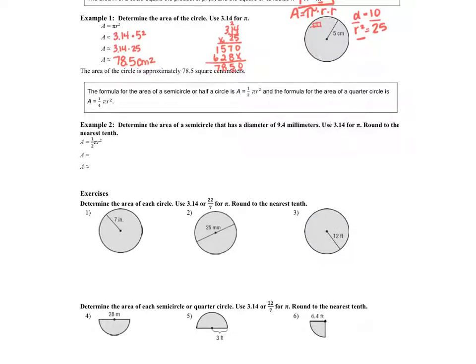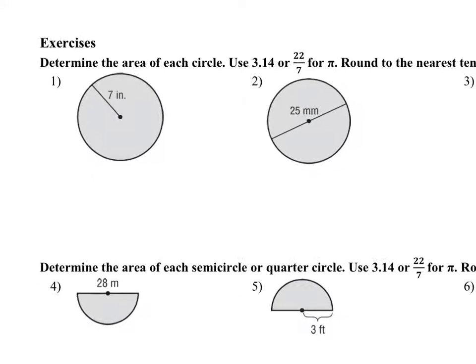So what is what? We're going to talk about that in a minute. So let's do this one right here. So let's look at exercise 1. Okay, so my formula, I'm going to write it next to everything. Okay, so what is pi? It's 3.14. What is my radius? It is 7. So 3.14 times 7 squared.